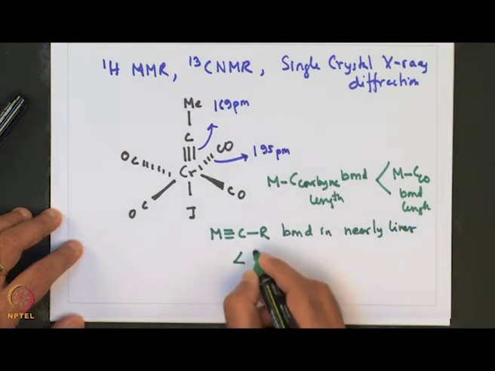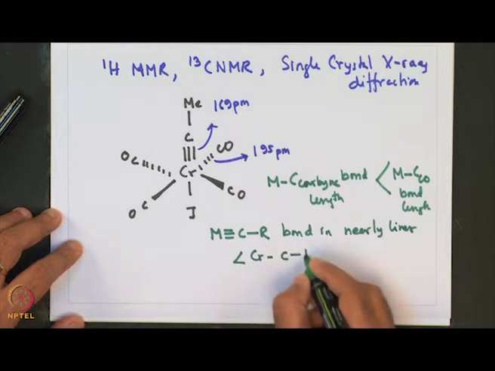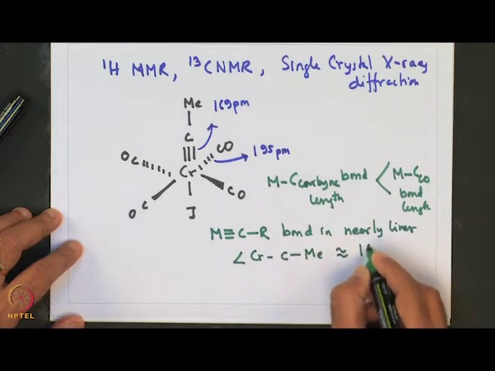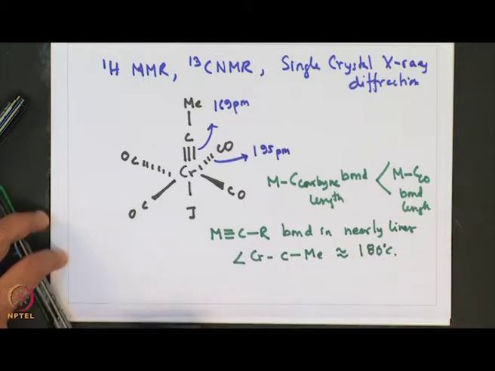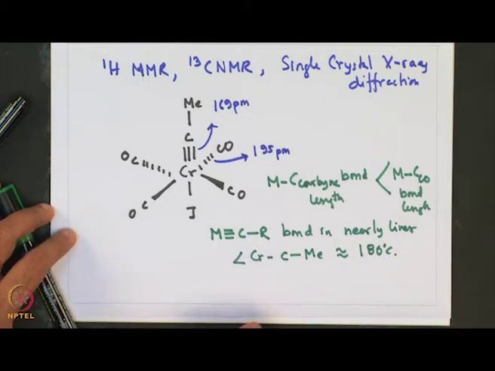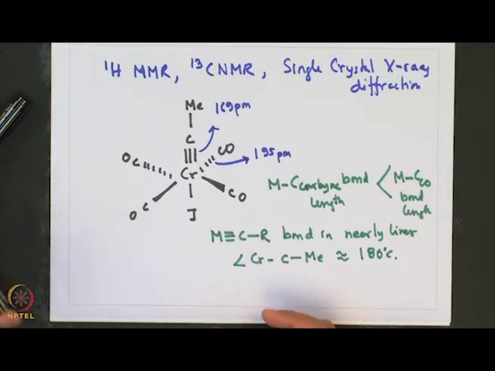In this case, the chromium C methyl angle is approximately 180 degrees, and sometimes it may so happen that for certain metal carbyne complexes this M-C-R bond may not be linear, but that is not due to any other reason, but for the fact that many intermolecular interactions like packing effects are sometimes responsible for such deformation observed in the metal carbyne alkyl bond angle. So, with that, let me conclude what we have discussed in today's lecture.